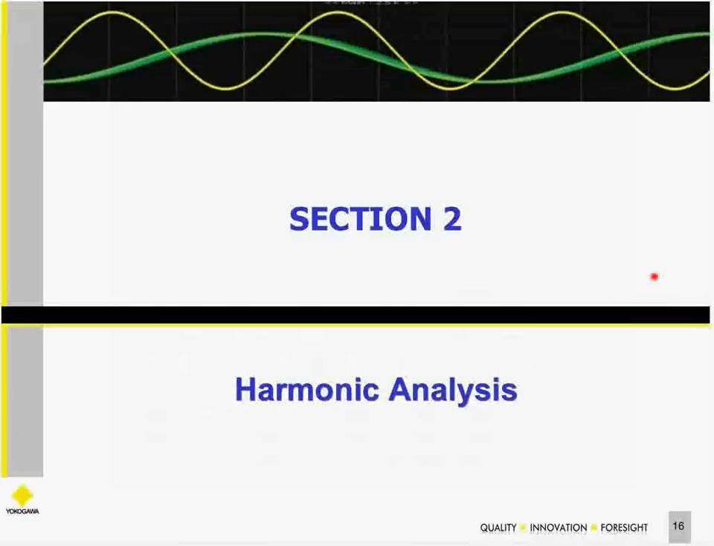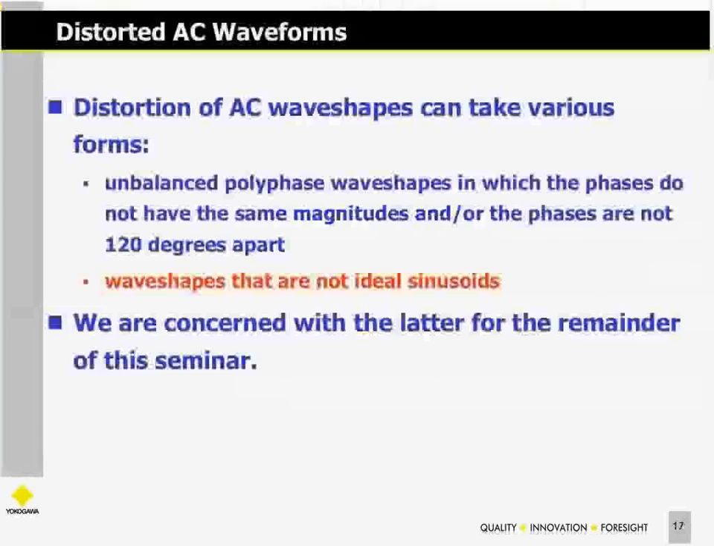Okay, let's start with our harmonic analysis. Distortion of an AC wave shape can take various forms. It could be due to just an unbalance in a polyphase wave shape, okay? In other words, the phases are not equal. They're not 120 degrees apart if it's a three-phase application. Or the wave shapes are not true sinusoidal wave shapes. And this is what we're really going to deal with, non-sinusoidal wave shapes.